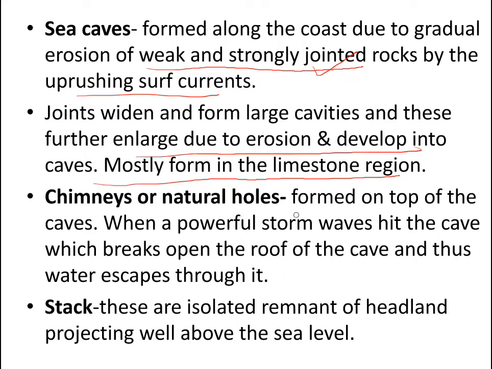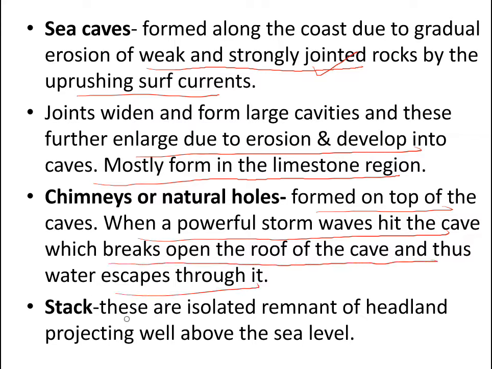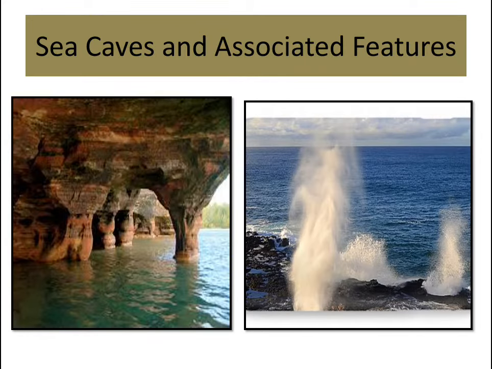Chimneys, or natural holes, are formed on the top of the caves when powerful storm waves hit the cave, which breaks open the roof of the cave, and thus water escapes through it. Stacks are isolated remnants of headland projecting well above the sea level. In this image we can see caves, because a joint was there. In this jointed region the seawater enters and forms a cave-like structure due to continuous erosion by the seawater. Suppose all these regions are eroded, and an isolated remnant is left, then we call it a stack.